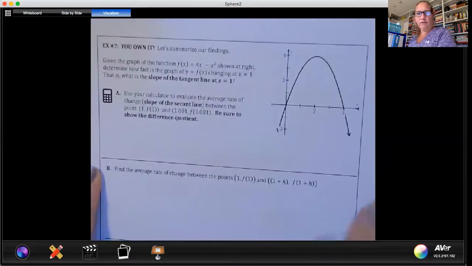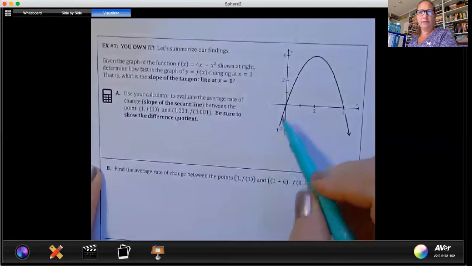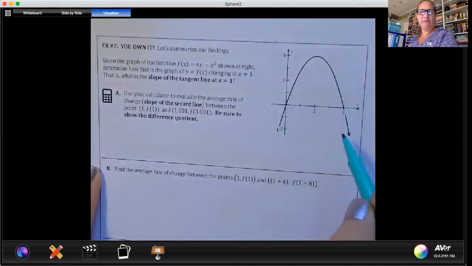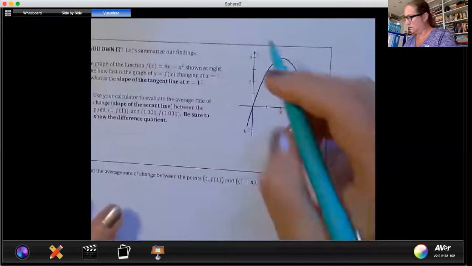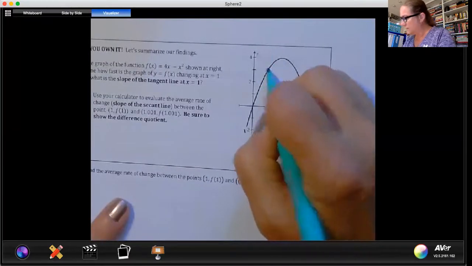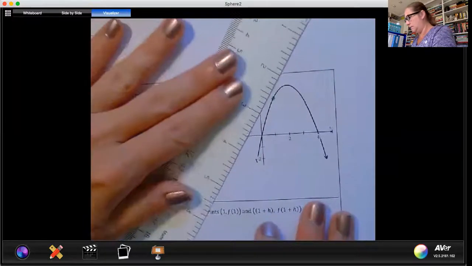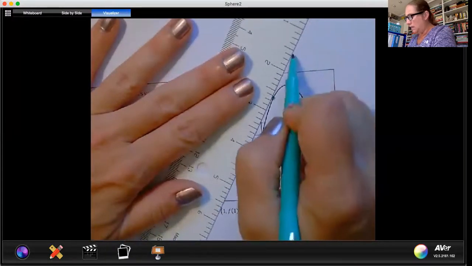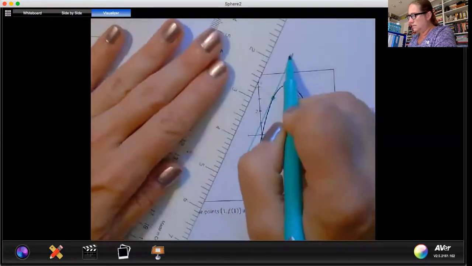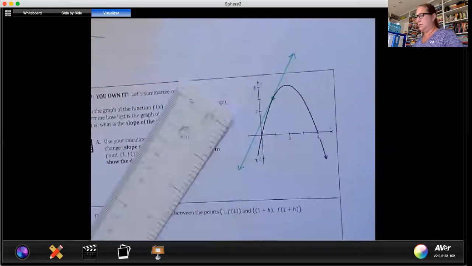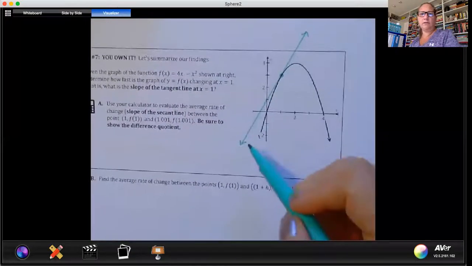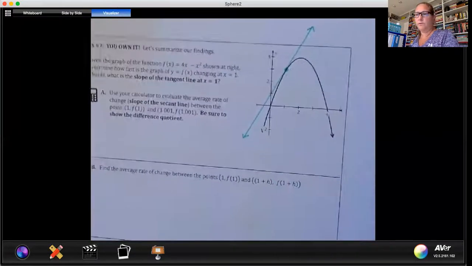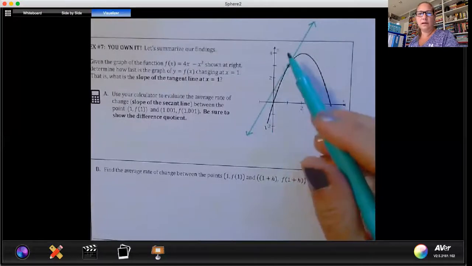Given the graph of the function f of x equals 4x minus x squared shown at the right, determine how fast the graph of y equals f of x is changing at 1. In other words, what is the slope of the tangent line at x equals 1? So the first thing I'm going to do, I'm going to graph that tangent line so I know what I'm working with. And one advantage to doing this is as you look at that, you know your slope is going to be positive. You know your graph is increasing at that point.